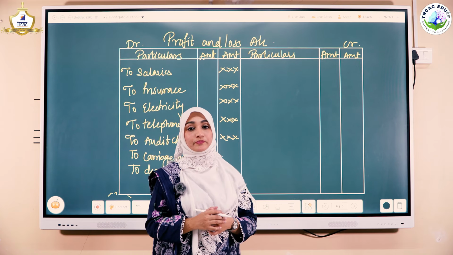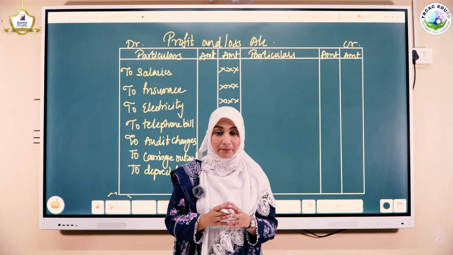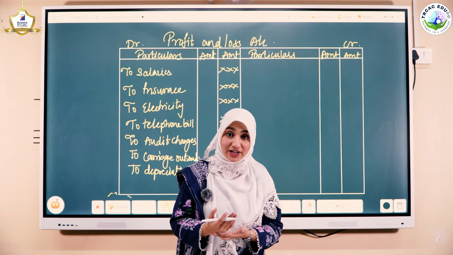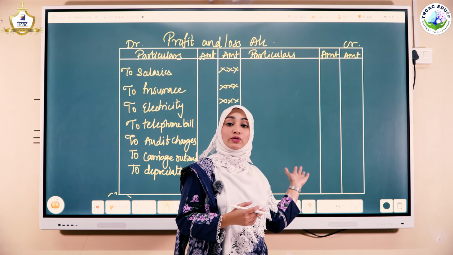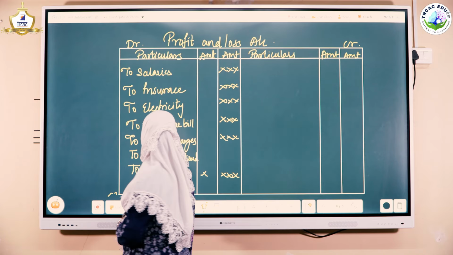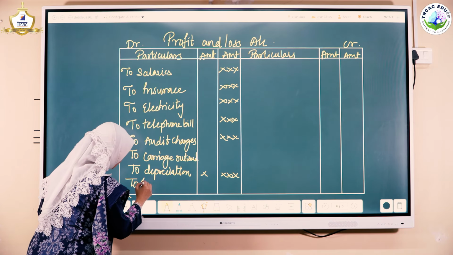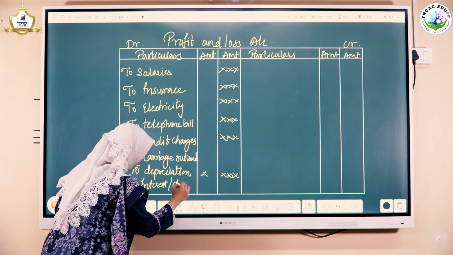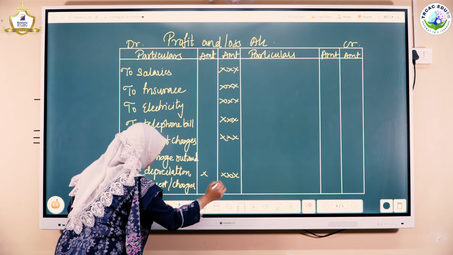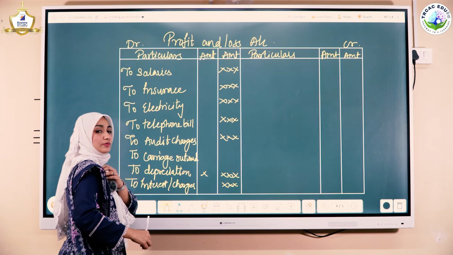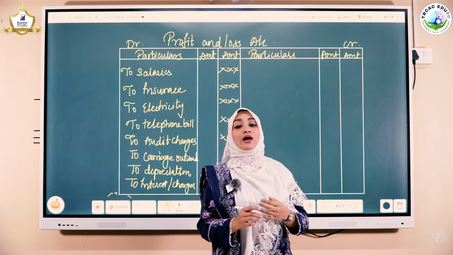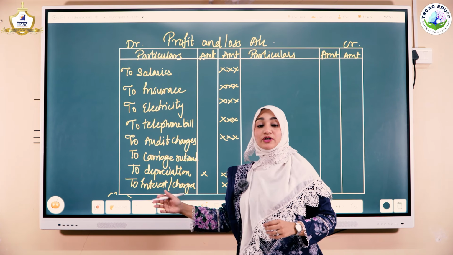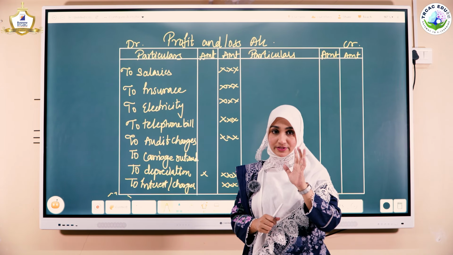Next is any interest paid on to the bank loan or anything, any bank charges, that will again be recorded into the profit and loss account debit side. So these are the certain types of expenses which generally comes into profit and loss account debit side.